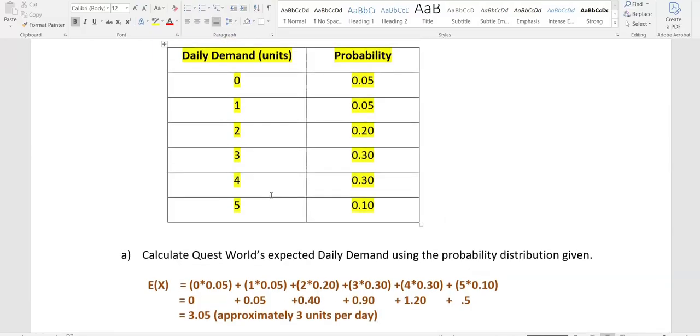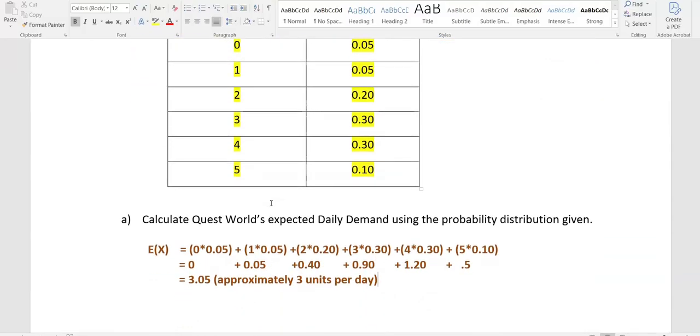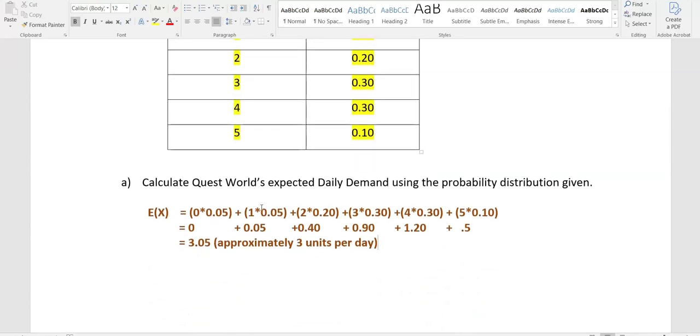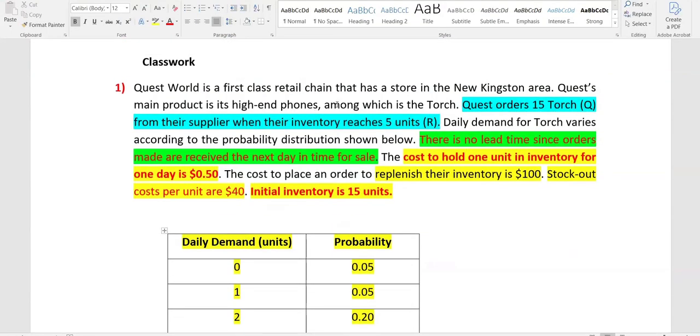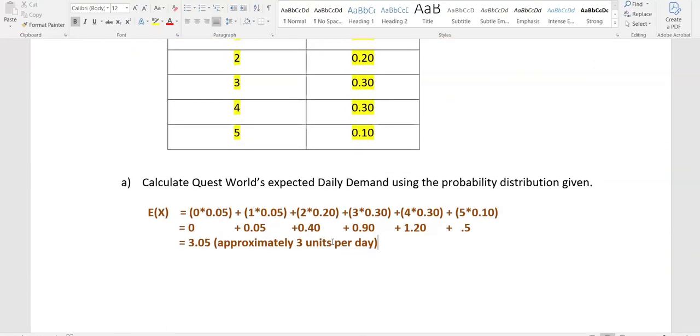Everybody understands how we did this calculation? And that is your average, sir. Yeah, that's your average, exactly. It's your average daily demand. That's exactly right. The expected daily demand, the average daily demand for touch phones, is 3 phones per day. That's what this is saying.